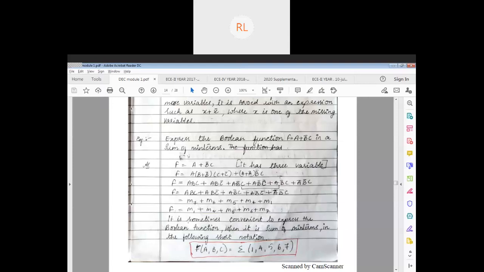So your function, now sometimes what will happen is we may have to express it in a standard format. So just go through this section and try to understand what exactly we are performing.